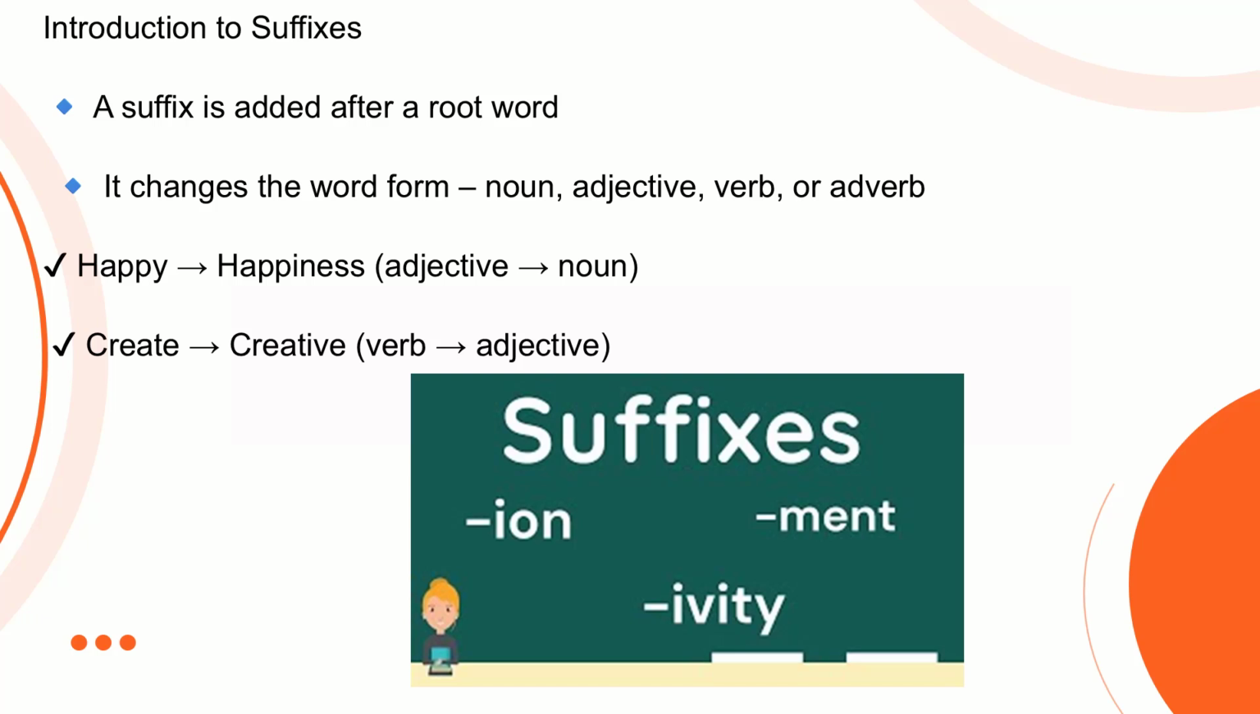Introduction to suffixes. Let's understand how suffixes work. A suffix is added after the base word. It usually changes the word class from noun to adjective or verb to noun. For example, happy becomes happiness and create becomes creative. Suffixes help make your expression more flexible and specific.